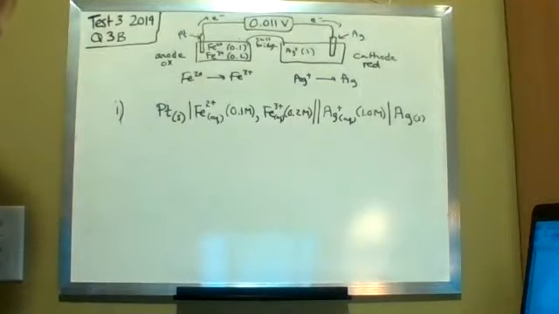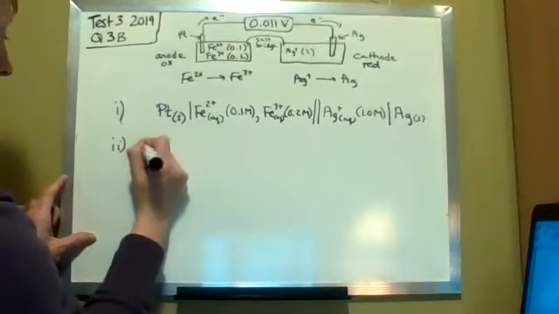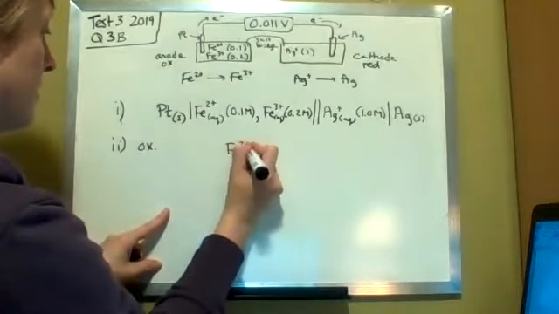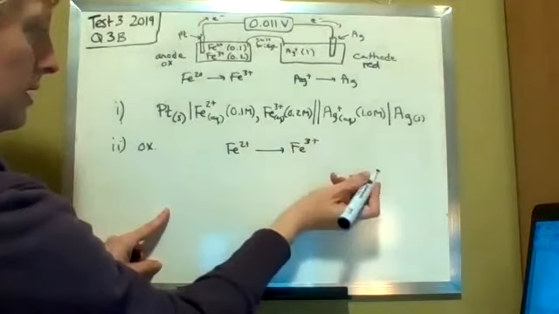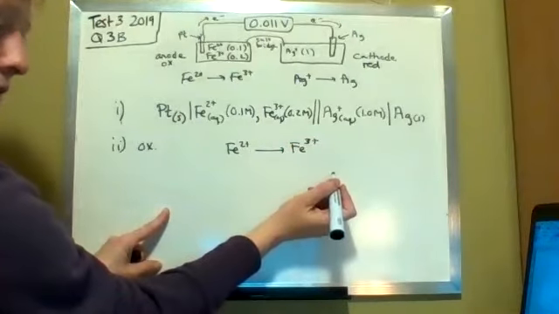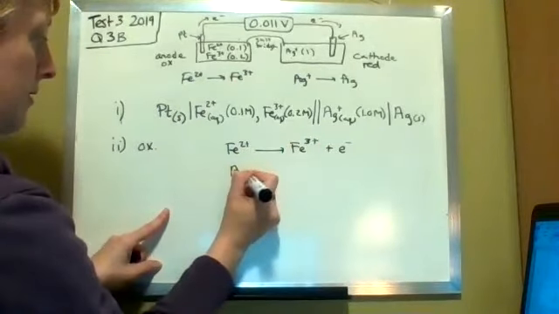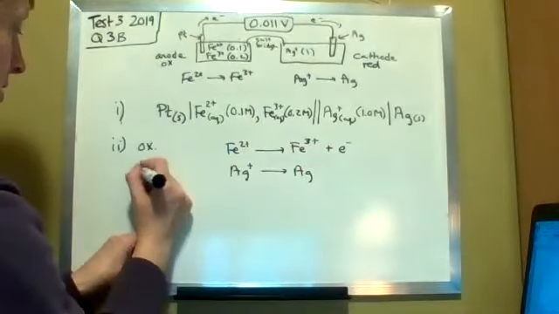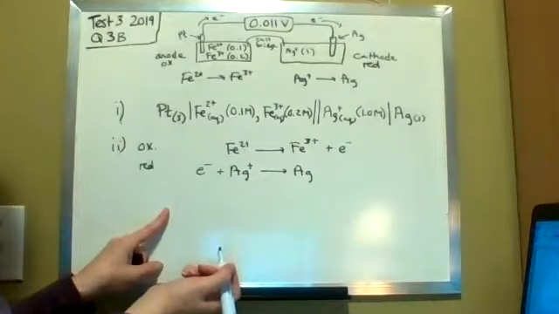Now the next part wants to know the half reactions, so the oxidation one, the reduction one, and then the overall balanced one. So we already kind of alluded to this a little bit. Our oxidation one is the iron. So we have iron 2+ going to iron 3+. And to balance this out, we're going to need to have 1 electron over here. Then we have silver plus going to silver. This is the reduction. And to balance this one out, we're going to have to add an electron on this side.